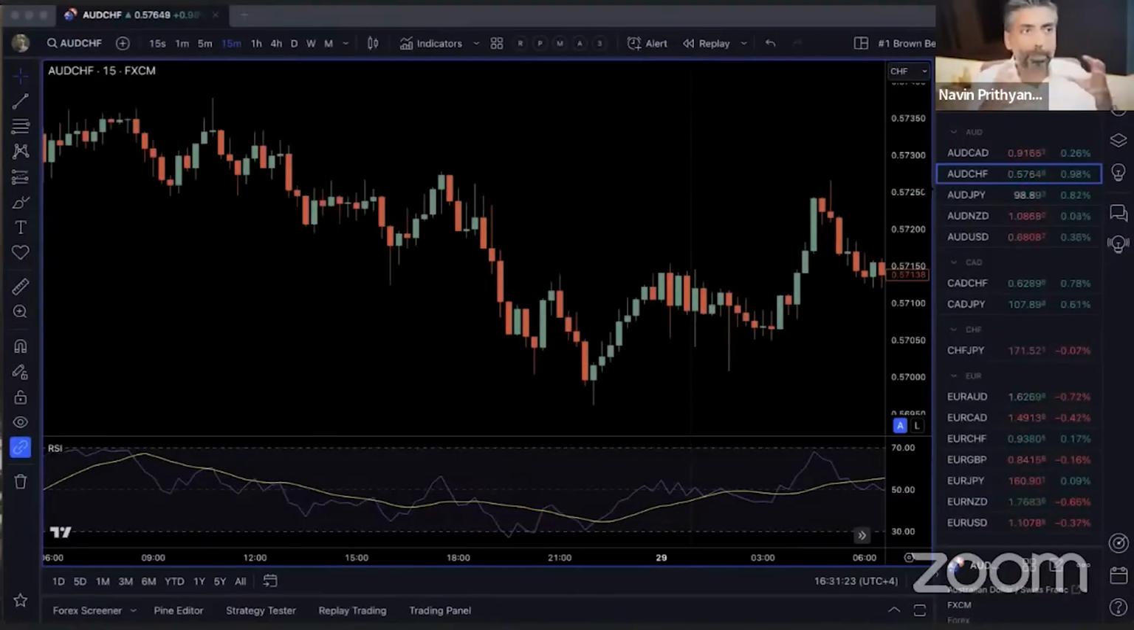Now, I'm trying to simplify this as much as I can so that way it goes in. If I tell you the RSI settings, you need to set it at 30. That's the golden number.